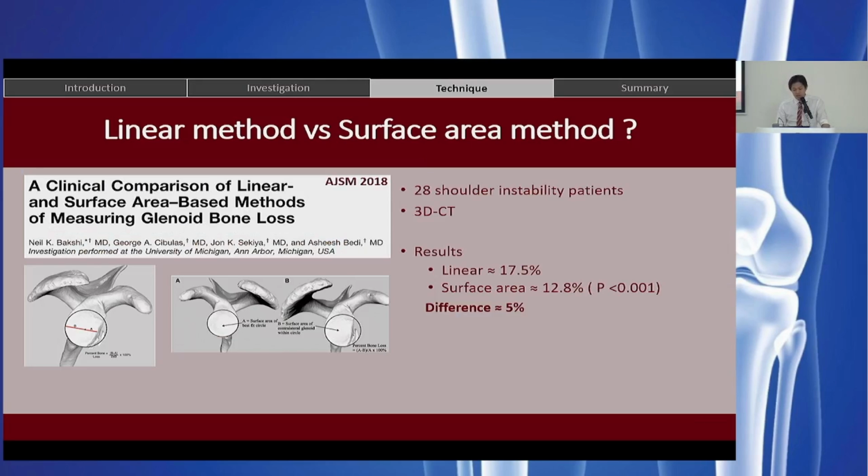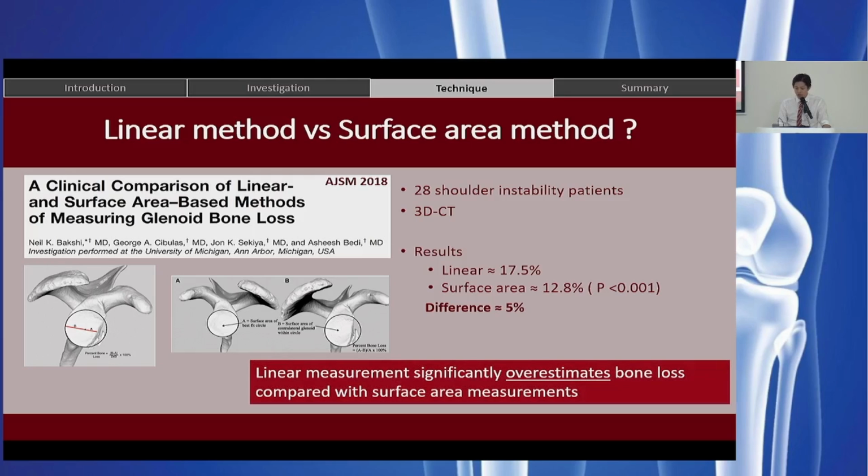Then there is a clinical study that showed the same result. The study was done on 28 real patients and found that the average bone loss by the linear method was around 17.5%, while by the surface method it was about 12.8%. That's a difference of around 5%. So this study concluded that the linear method significantly overestimated the bone loss when compared to the surface area method.